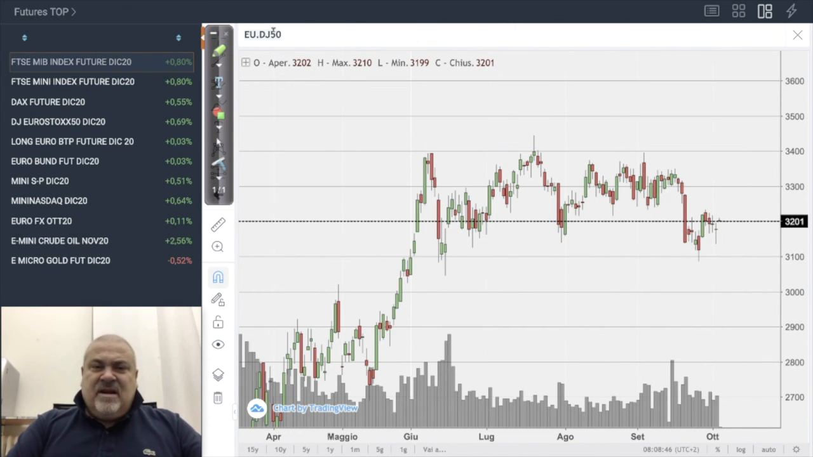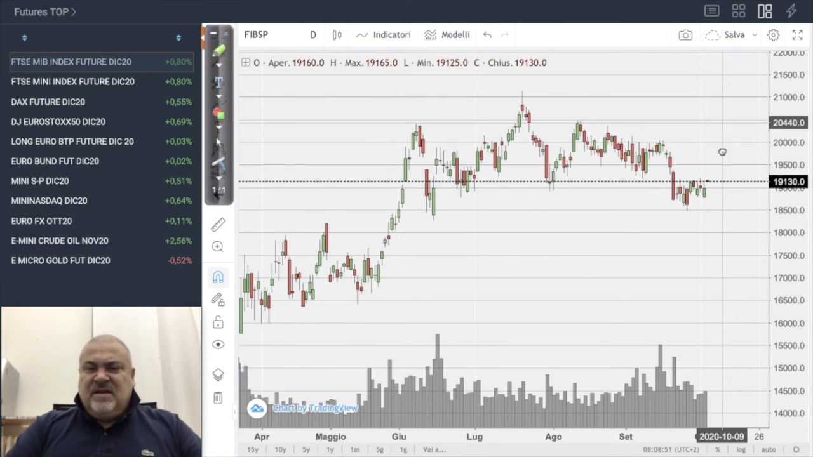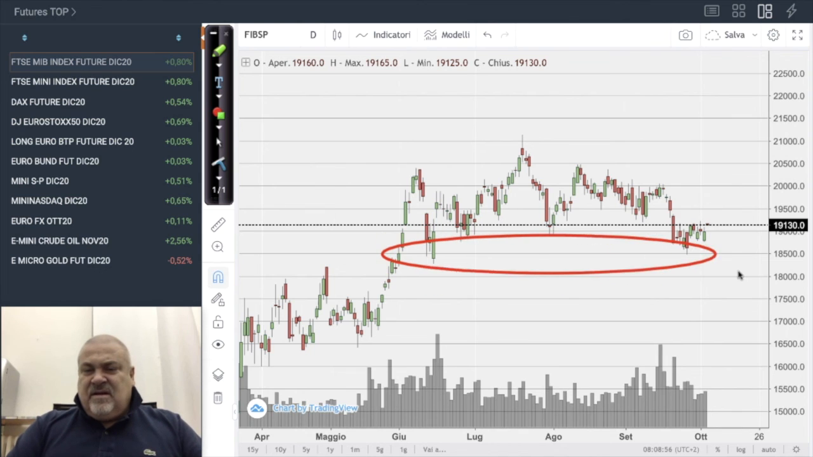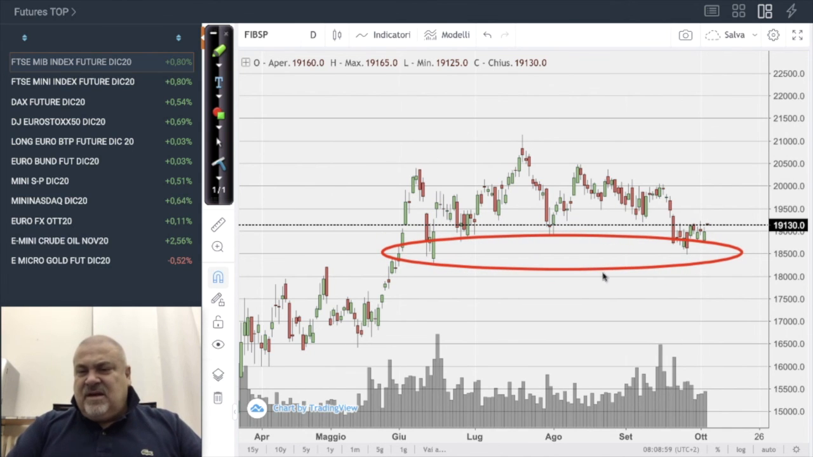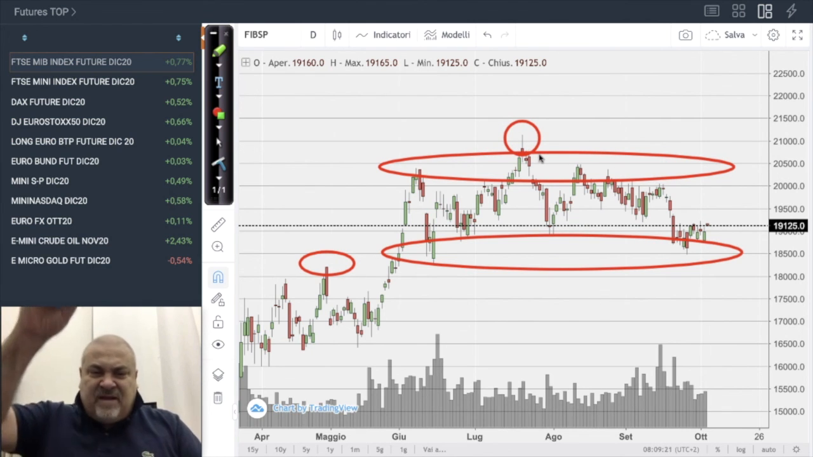And finally, let's close with the Italian MIB, that is in quite the same configuration as the Euro Stoxx. So we recently reached and touched this important area of support, 18,500, even 18,300. That is this price. It still continues to have 20,400 as a main resistance here, even if we have to consider also this spike that we have up.